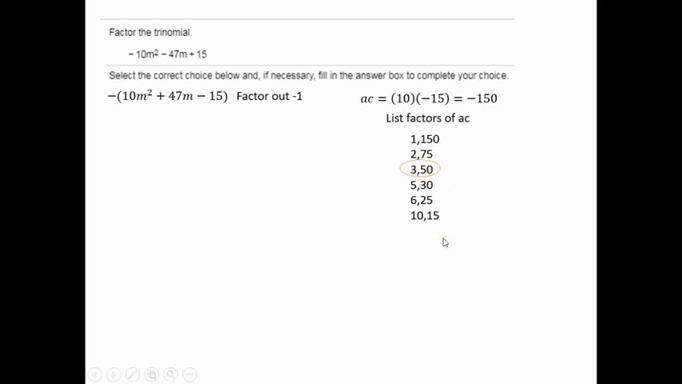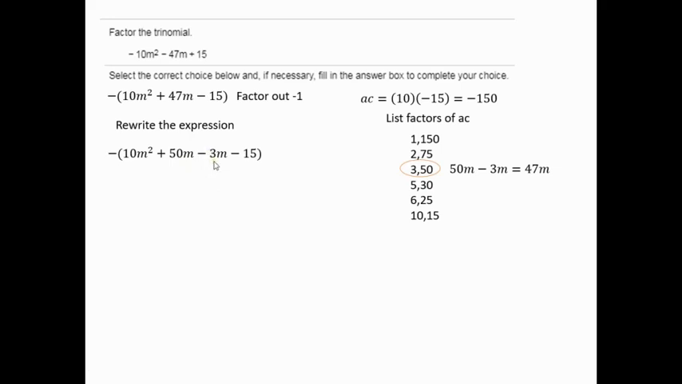The reason why 3 and 50 work is because we can write that middle term as 50m minus 3m equals 47m. And that's one thing I always do. Once I find the terms, I go ahead and write what I'm going to replace that middle term with. And I'm going to replace that middle term with 50m minus 3m. So I rewrite the expression. Notice I've rewritten the middle term as 50m minus 3m.